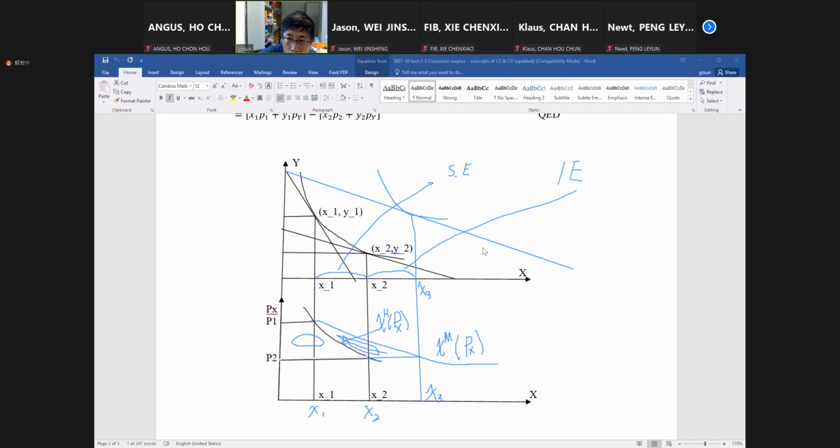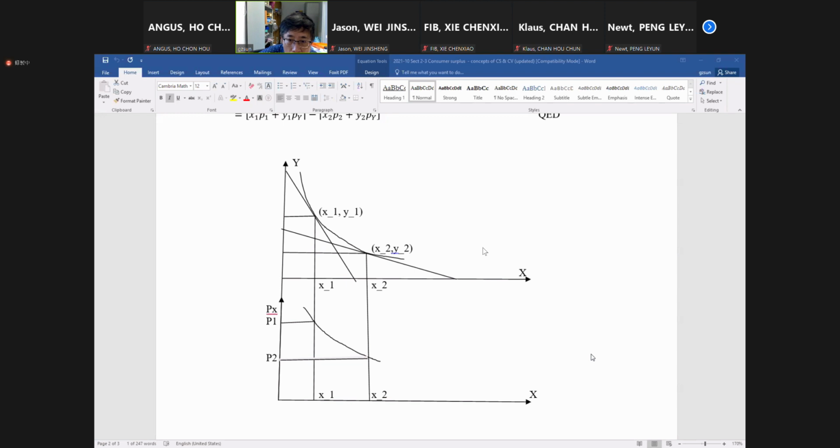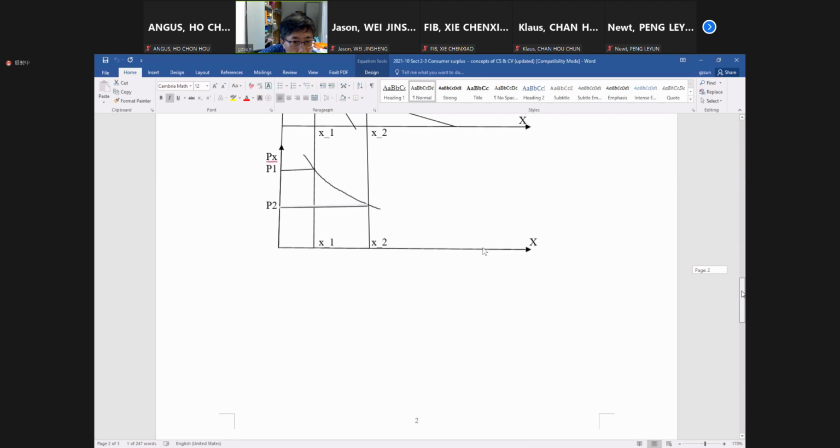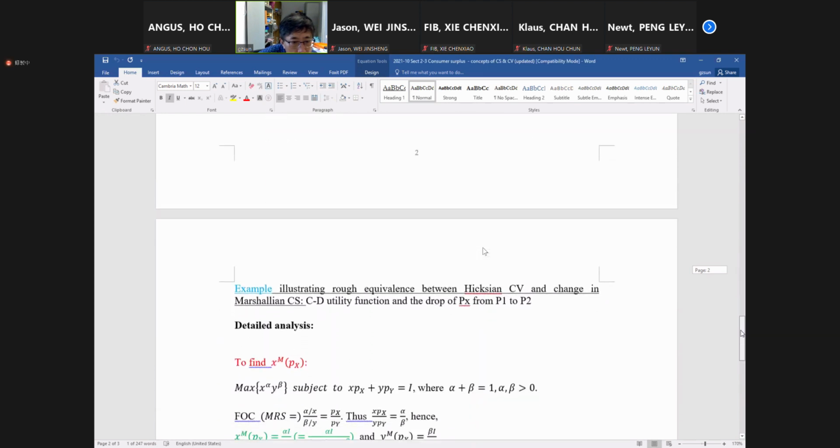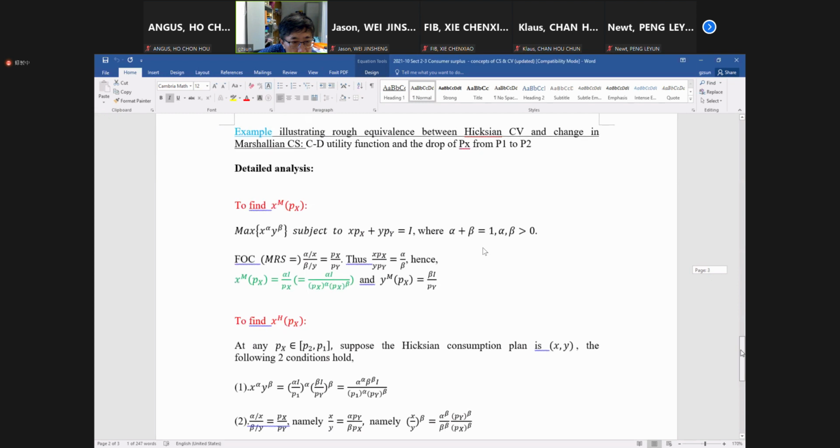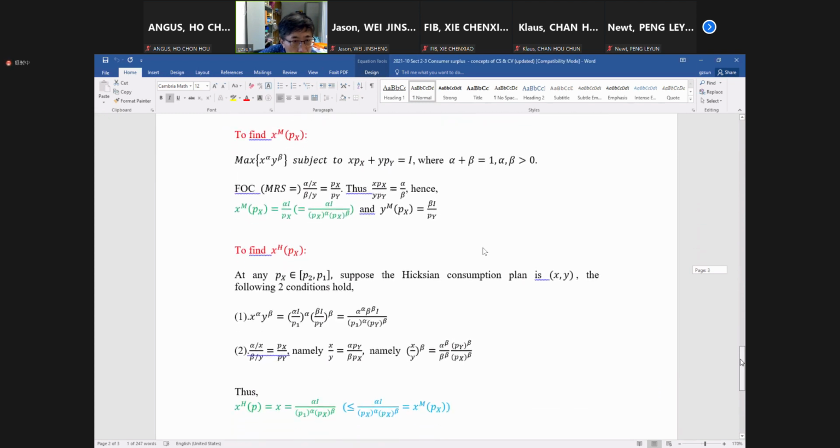Now let's look at one example. This example is again our old friend, which we met long ago when we studied intermediate microeconomics. What's that? This is the Cobb-Douglas utility function, with alpha plus beta equal to 1, both positive. And this is the utility function. Now we have a budget constraint. The budget constraint has I, that's the income, and the prices Px and Py.